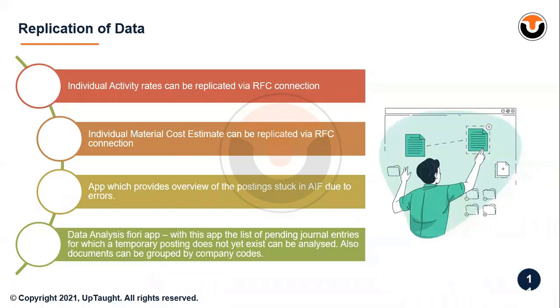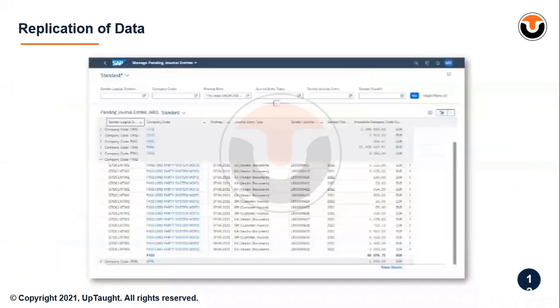In the data replication here, there are some options which are given. For example, you can replicate the material cost estimate. You can replicate the activity rates. And also you can have the replication of the master data, like GL, vendor, customer, all those things. And also you have an app which is known as the AIF, where you can analyze the postings which are in error and all sorts of things. Those things have been explained in this particular slide.